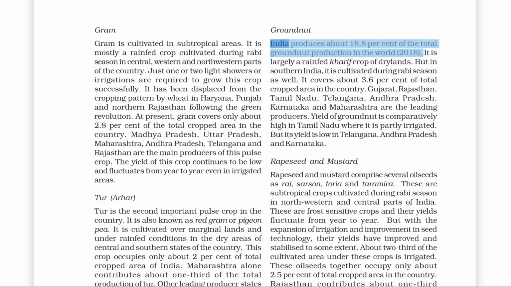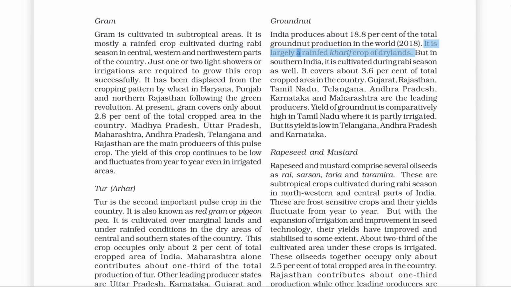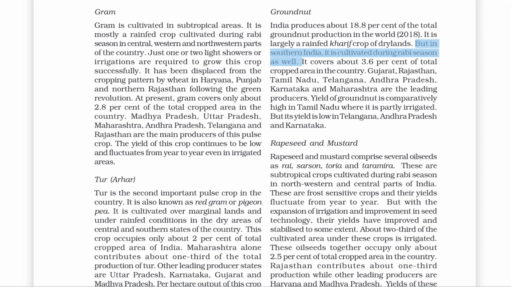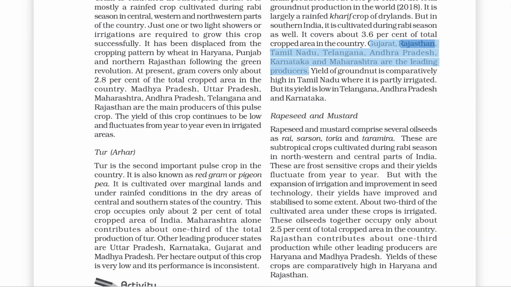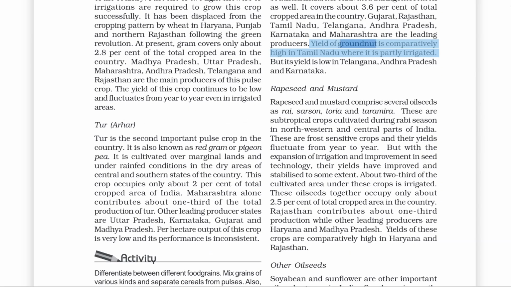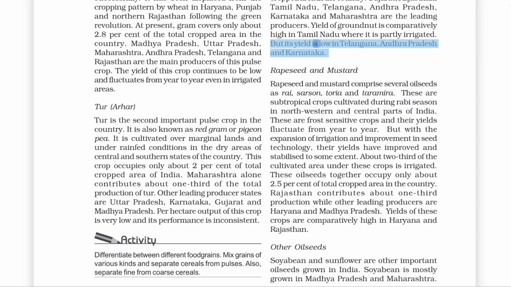Groundnut. India produces about 18.8% of the total groundnut production in the world (2018). It is largely a rain-fed Kharif crop of drylands. But in southern India it is cultivated during Rabi season as well. It covers about 3.6% of total cropped area in the country. Gujarat, Rajasthan, Tamil Nadu, Telangana, Andhra Pradesh, Karnataka, and Maharashtra are the leading producers. Yield of groundnut is comparatively high in Tamil Nadu where it is partly irrigated. But its yield is low in Telangana, Andhra Pradesh, and Karnataka.